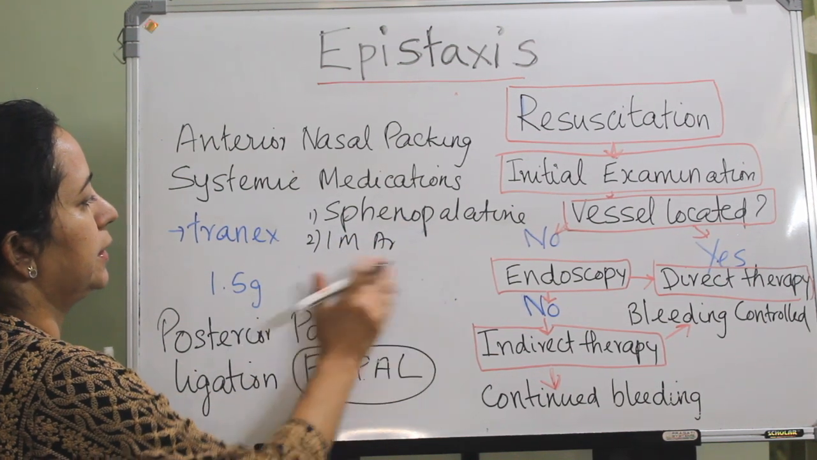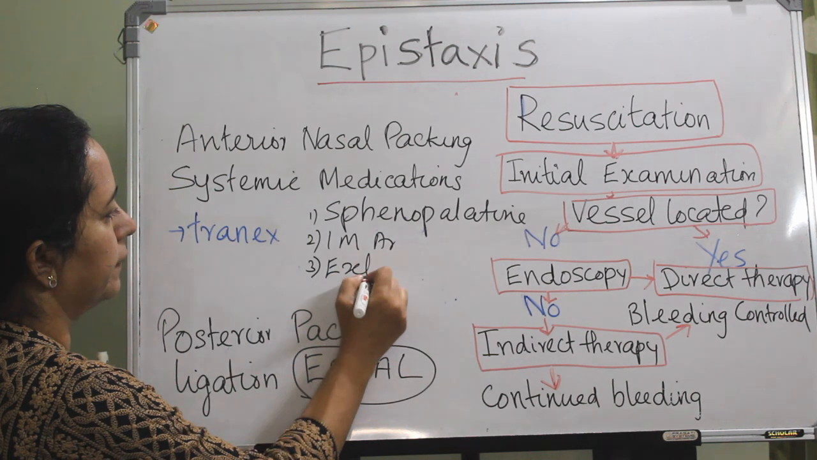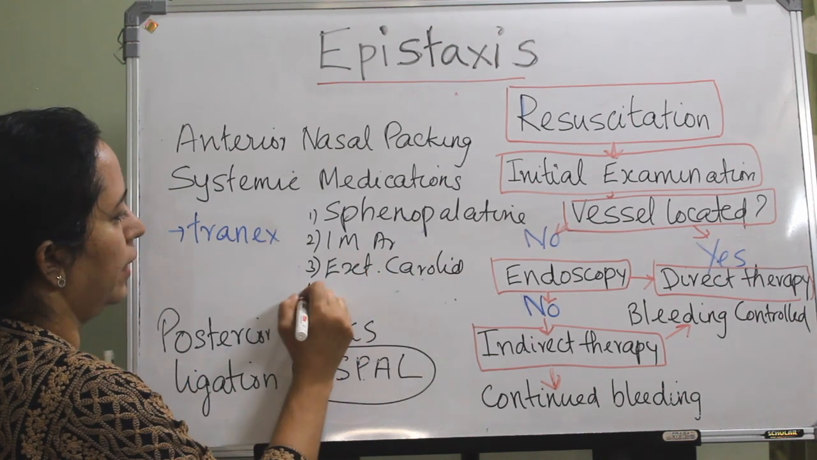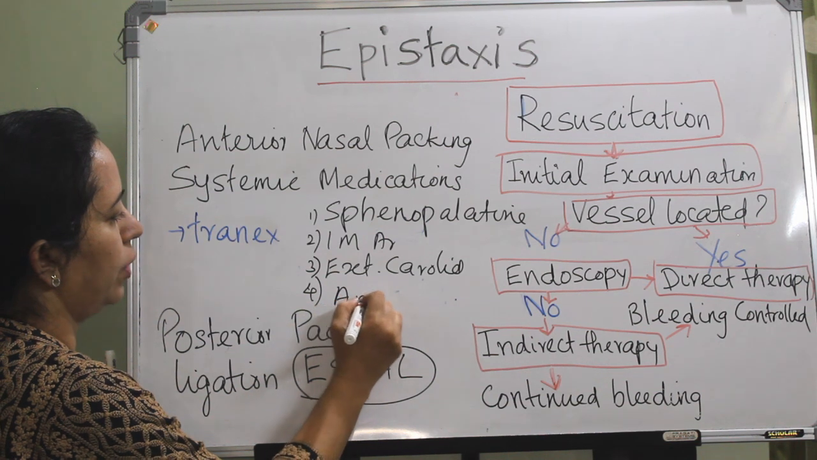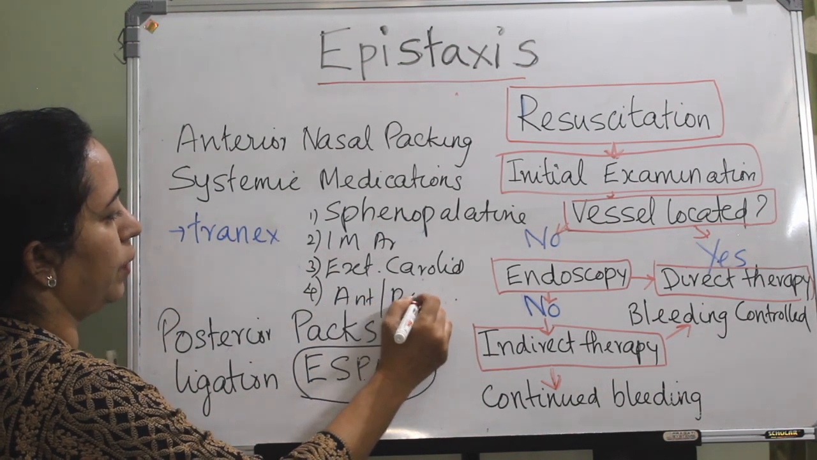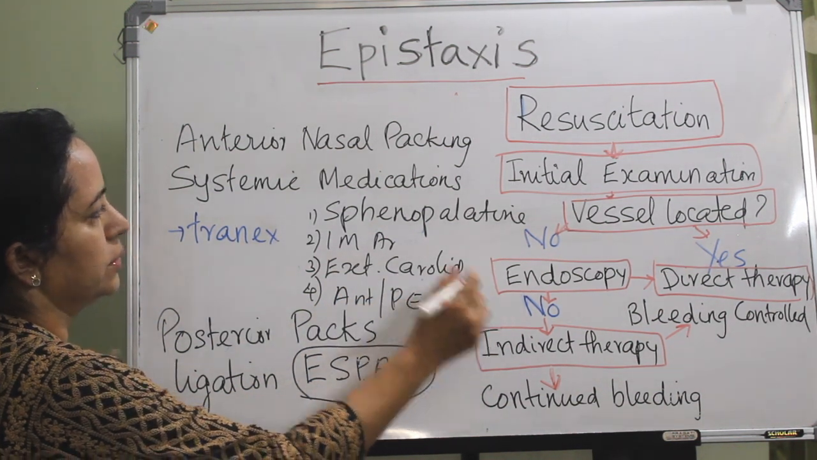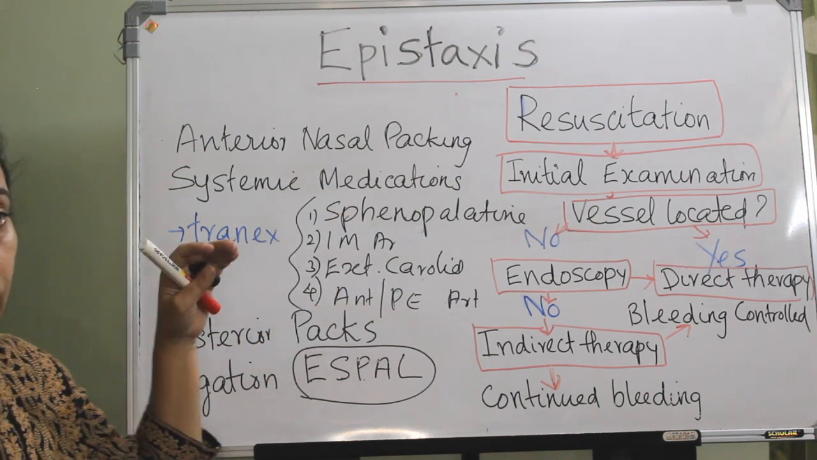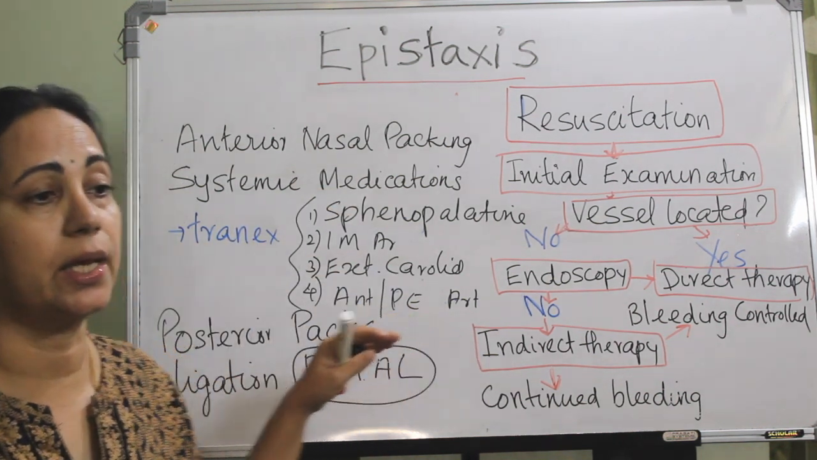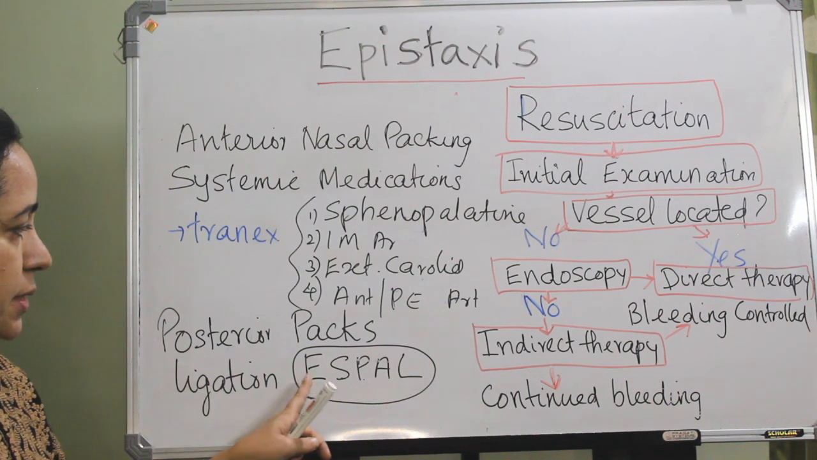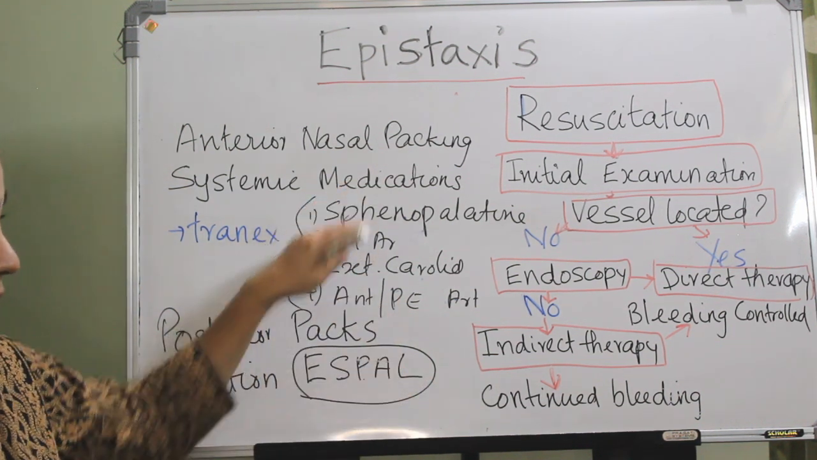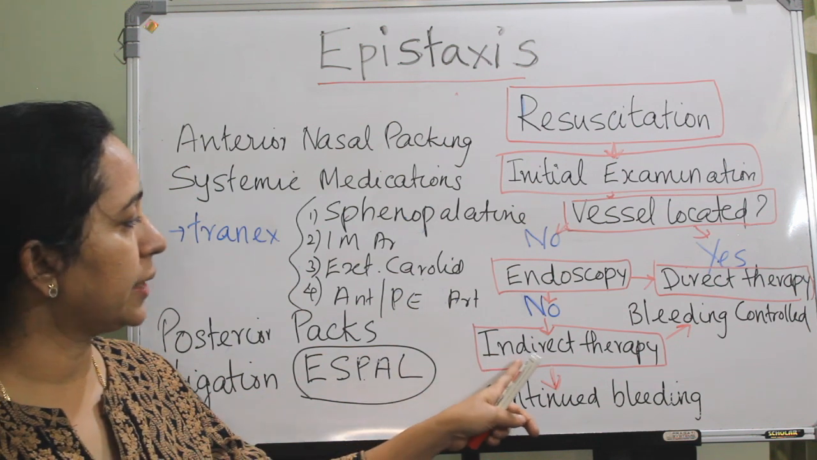Then the third is the external carotid artery, and fourth is the anterior or posterior ethmoidal artery. Okay, this is the hierarchy of arterial ligation in case of epistaxis. So the commonest is endoscopic sphenopalatine artery ligation, which is comparatively the easiest. Okay, and that is indirect therapy.